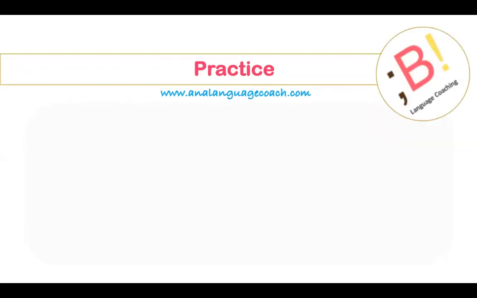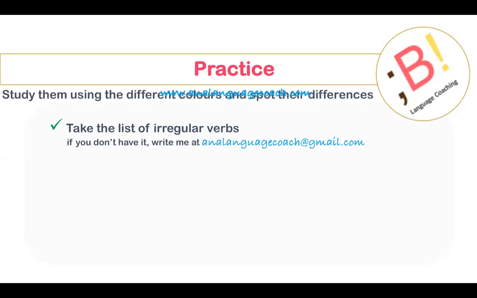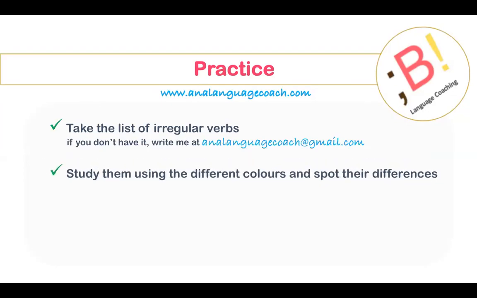What do you have to do? Take the list of irregular verbs. If you don't have it, write to me at analanguagecoach@gmail.com, and I'll share it with you, and then you will have the material to perform this practice. Study them using the different colors and spot their differences. It's very important that you take a moment and study. And how do you study? By memorizing patterns. In this case, it's about looking for patterns. It's actually very nice.